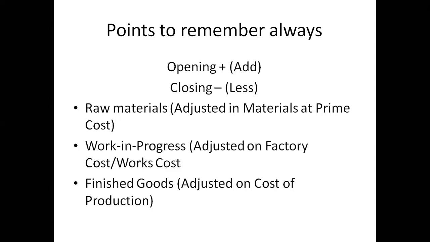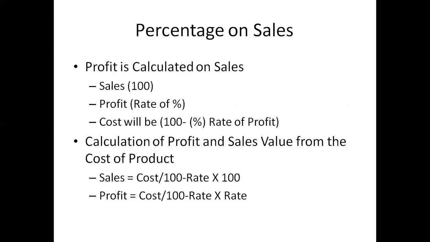Okay, next we can go on to the next slide. Right, so the percentage on sales should be calculated. The profit is calculated on sales. If it is given on the cost directly, you list out the various costs: prime cost, then factory cost, cost of production, cost of sales. From the cost of sales, if you multiply by the percentage, you can get the profit.